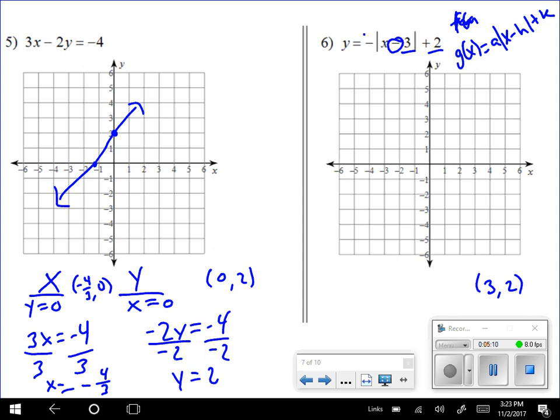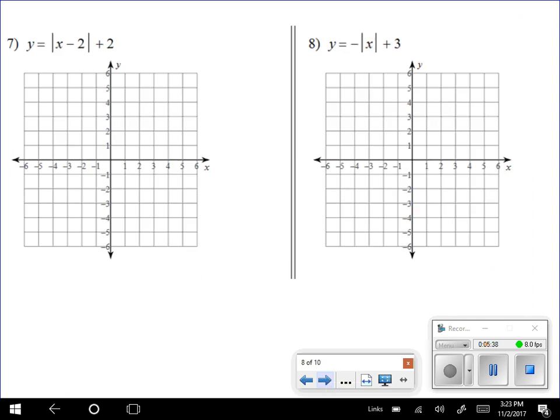And then our A is going to tell us if it's heading up or down. So 3, 2, right there. And then the negative is telling us that we're going down. So we're going over 1, down 1, over 1, down 1, over 1, down 1, over 1, down 1. So our graph should look like that. Make sure you have arrows on the end there.